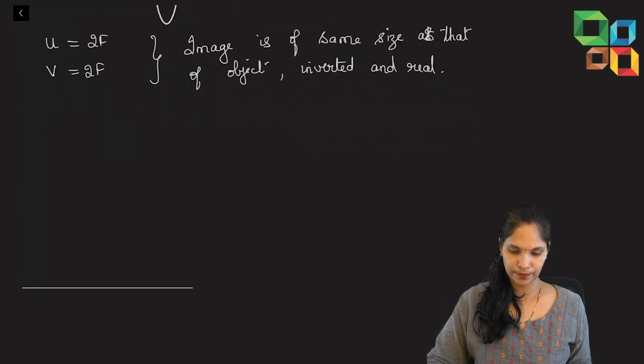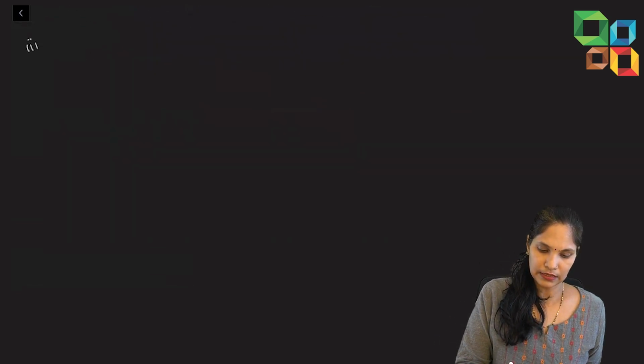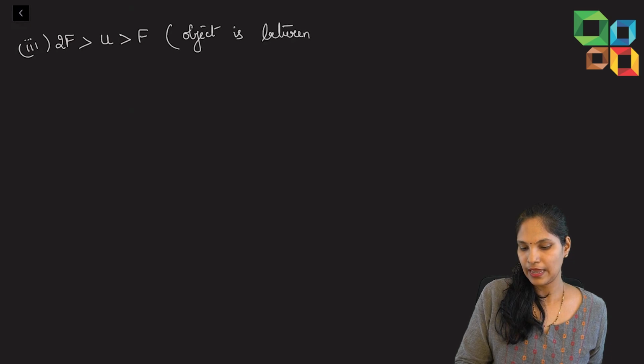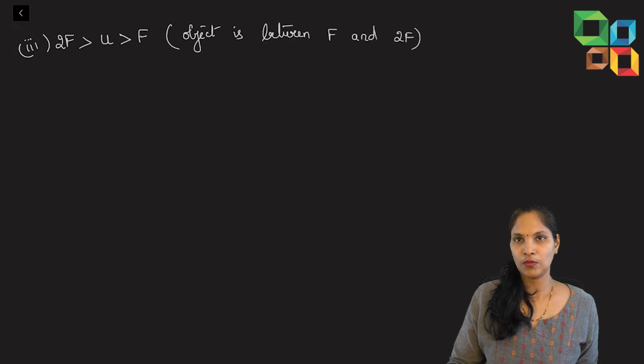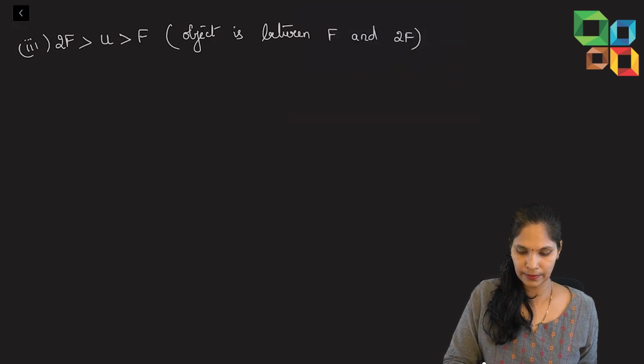Let's move further. Third case, when the object distance is more than f but less than 2f. That means object is between f and 2f. Object is between f and 2f. Try this, students. Please try.